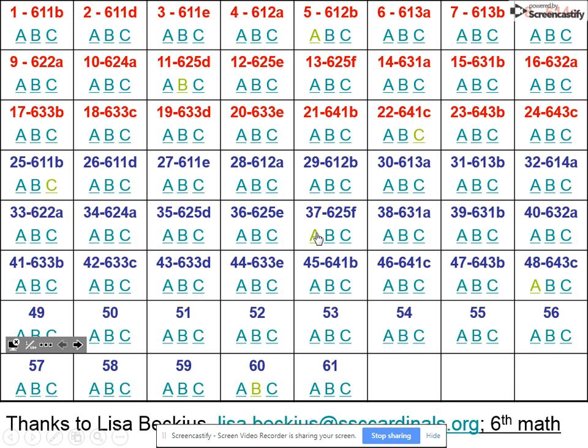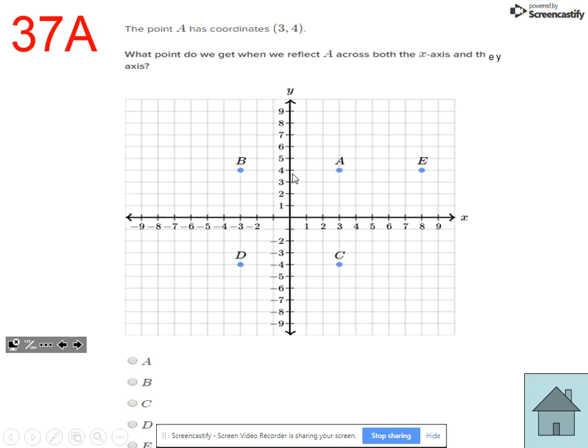Next, we have 37A. Okay, here is point A. When we reflect this point across the X, which is right here, and the Y, which is right here, our answer is D. You would be here at this point. If you got it correct, leave it alone. If you got it incorrect, please put an X next to 37A.